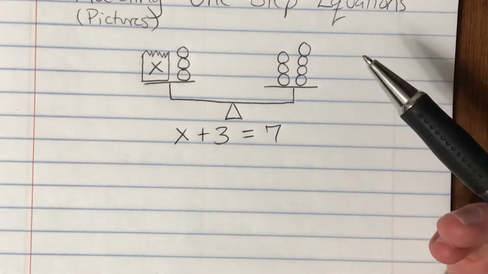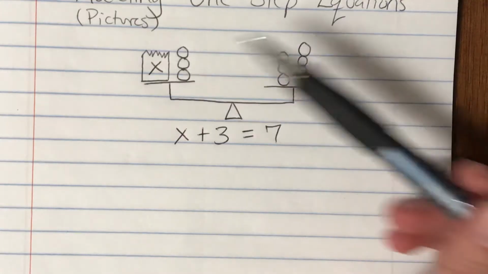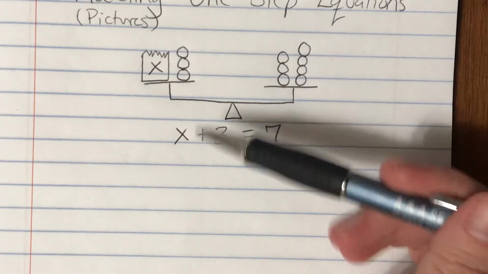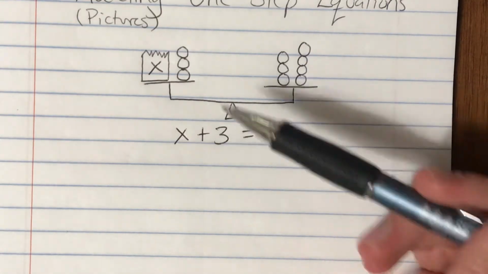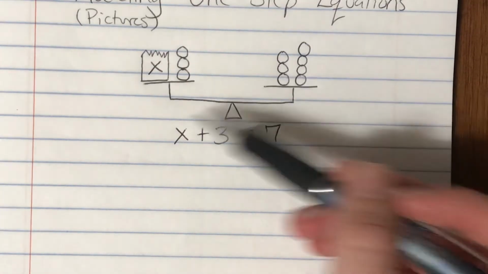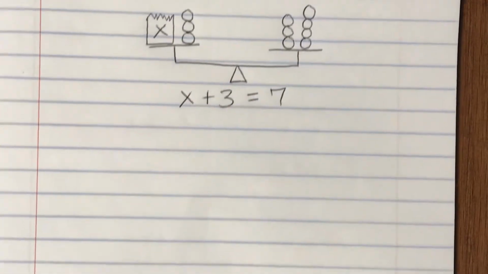All right, so what you're going to practice over the next couple of days is just taking a picture and writing this equation, or taking an equation and drawing a picture. So we're modeling our one-step equations. All right, let's look at another situation.